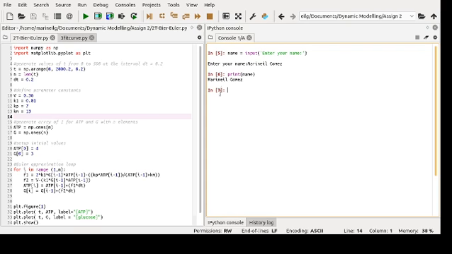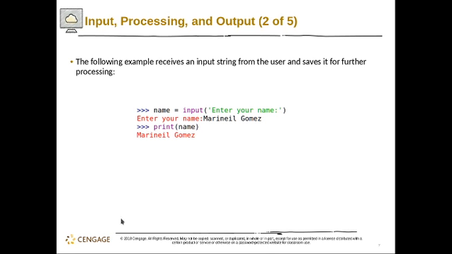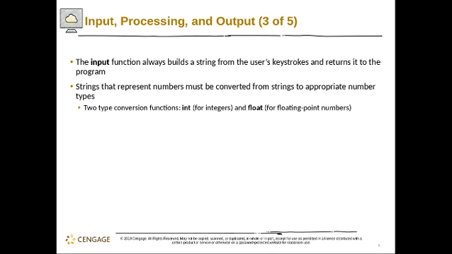So 5, 6, and then I'm now on line 7. Now let's go back to the presentation. Okay, so this is the example of that. The input function always builds a string from the user's keystrokes that returns to the program.